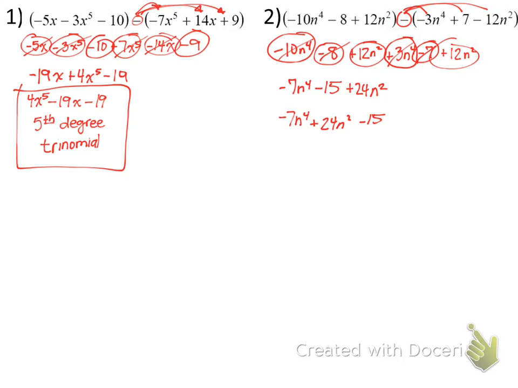Now, what degree is this? What's the biggest exponent, everyone? 4. So it's going to be the 4th degree. So you're going to write 4th degree. And then, how many terms are there here? 3. So what kind of polynomial? Trinomial. Perfect. So you go 4th degree, trinomial. And that's it.